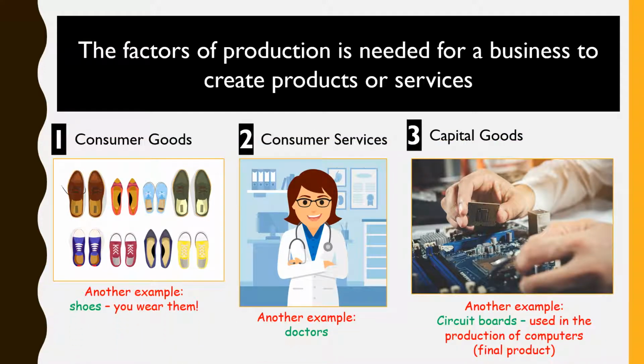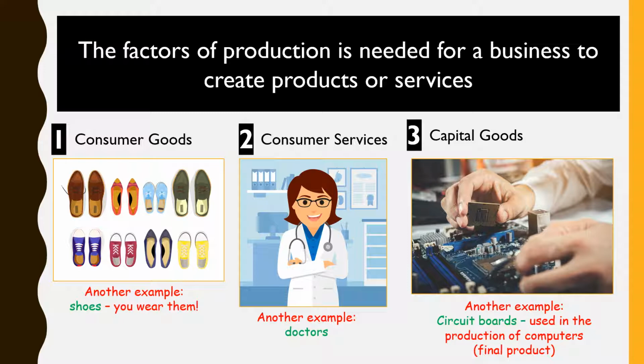In the next slide, let's talk about the four factors of production, which, if you recall, were money, people, land, and enterprise or entrepreneurial skill. The factors of production are needed for a business to create products or services. That means what kind of products or services the four resources can produce. Let's talk about consumer goods.